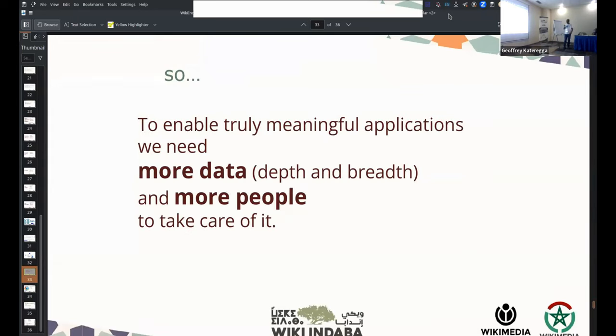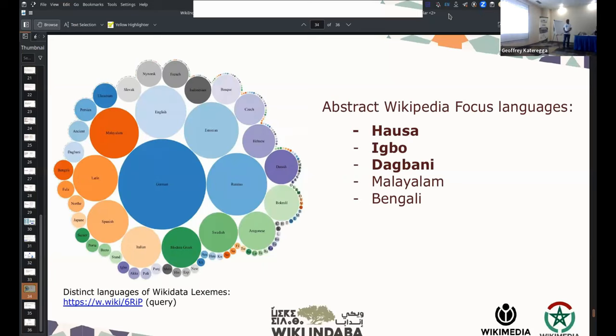So, to truly enable meaningful applications, we actually need more data, more in-depth data, and we need more people like you to help us create that data. And that is my value proposition for you guys: help us create more Lexemes on Wikidata, so we can build a plethora of tools that can help our languages to develop and grow. And just to give you a gist of what is currently being done, a few African languages, when Abstract Wikipedia was starting, they decided to work with a few languages. Among these languages were Hausa, Igbo, Dagbani, which are African languages, which started off as seed languages for this project. And at the moment, these three languages are actually doing very well in Africa.